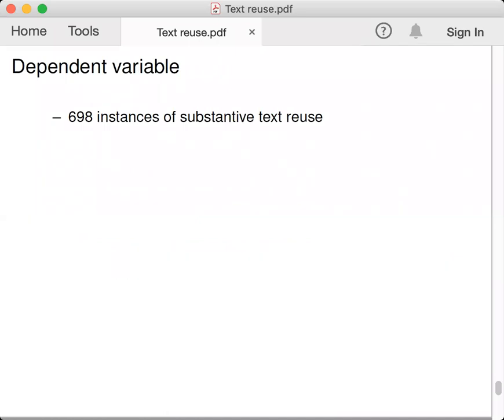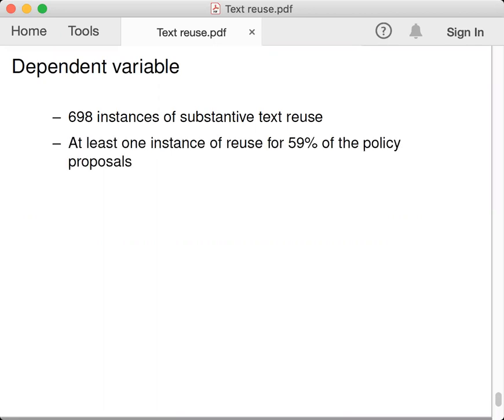Okay. Last slide. So for my dependent variable, I find 698 instances where a party copies a substantive idea that originates from an interest group. This is the case for 59% of the policy proposals I look at. Again, this is not a random sample, it's policy proposals where the government has organized these consultations. But it's not super rare, it happens fairly frequently.